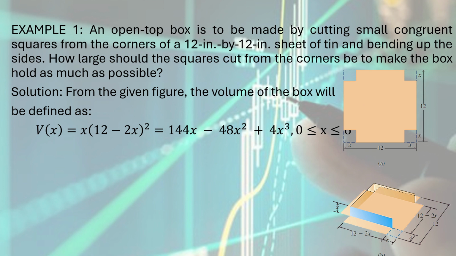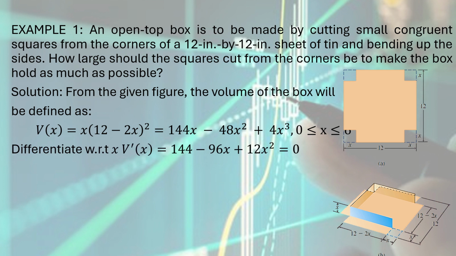Next step, we need to find critical points, so for this we have to find V dash. V dash, that is simple differentiation of this function V of x with respect to x, which is 144 minus 96x plus 12x square, and that will be taken equal to 0. So we have 144 minus 96x plus 12x square is equal to 0, which gives you two values of x. One is 2 and the other one is 6, right? So once we have critical points, the procedure is what?